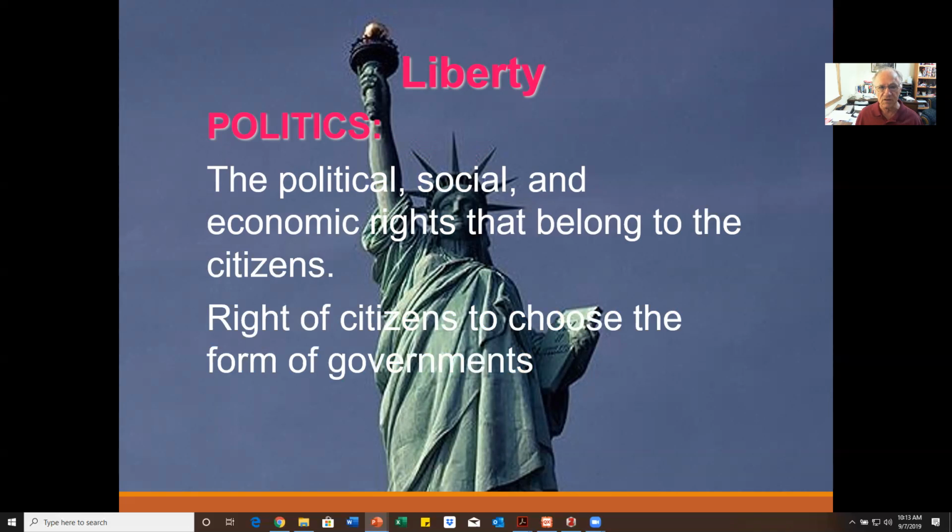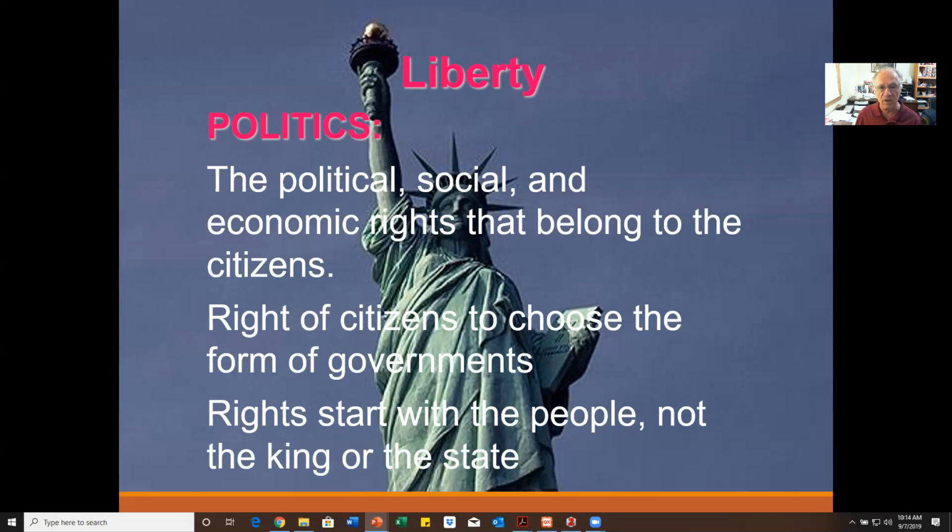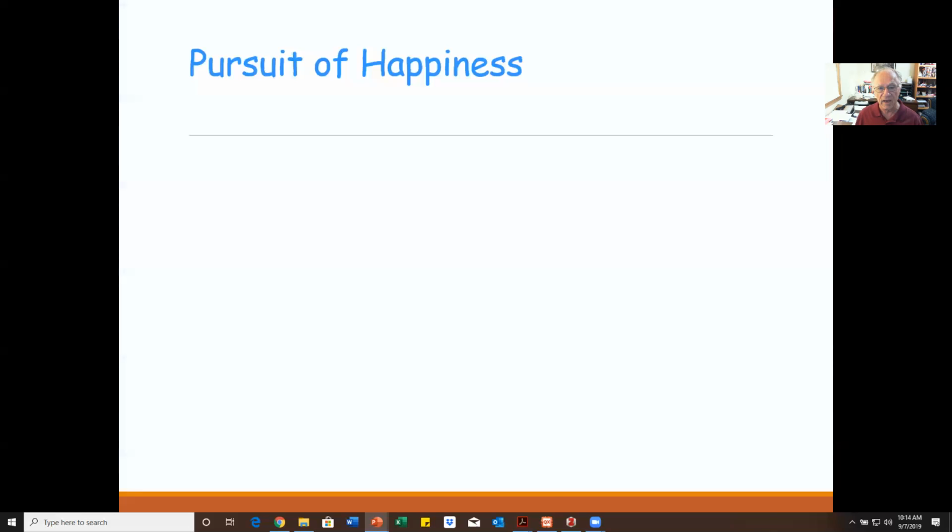These are the rights of citizens to choose the form of governments that they desire. Think how revolutionary that was in 1776. Think how revolutionary that is in Cuba today, or Argentina today, or almost anywhere else. So many nations that do not allow people the liberty to make their own decisions. The rights then start with the people. They don't start with the king or the state. All rights come from God, Creator God. They start with the people and outwardly are extended to the government as we the people allow it to happen. And then it talks about the pursuit of happiness.